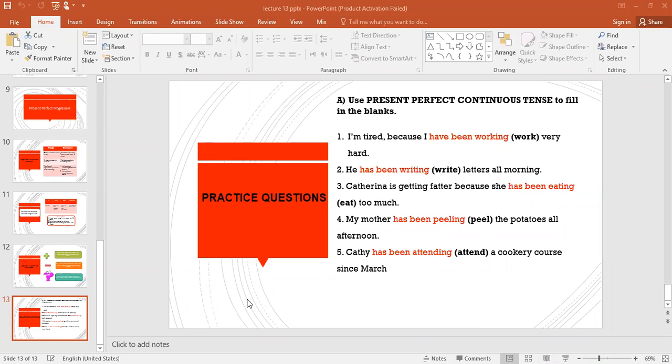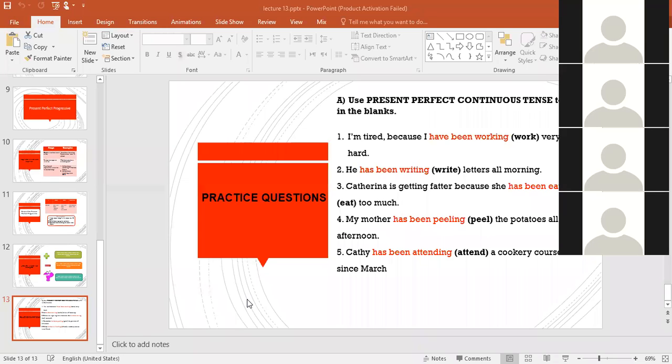He has been writing letters all morning. Very good. Number 3, see how we are writing the examples. See how we're writing the verbs or how we change the verb. So most of the times we use the present perfect in time-bound expressions. As you can see, I have been working very hard. I have been writing letters all morning. So all of these are time-bound expressions. Continue, please.